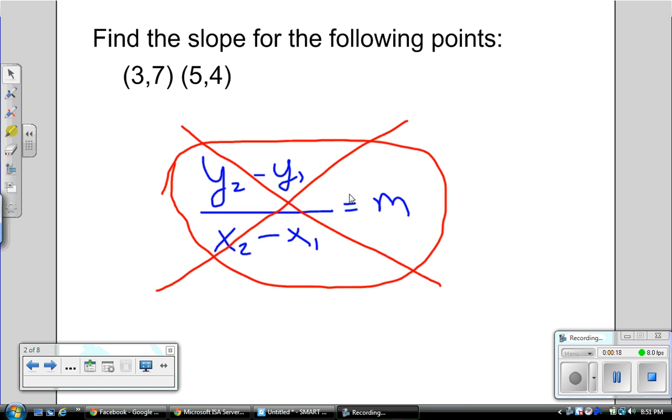We're not going to use that. We're going to cross that out. I'm going to give you a much, much easier way of doing this. It's going to look like this.